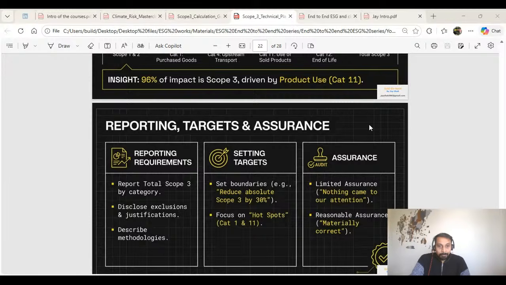So reporting targets and assurance also cover the emissions factor very well. You have to showcase your emissions factor in your report during your audit process, so that you can consider the end-to-end limited and reasonable assurance.